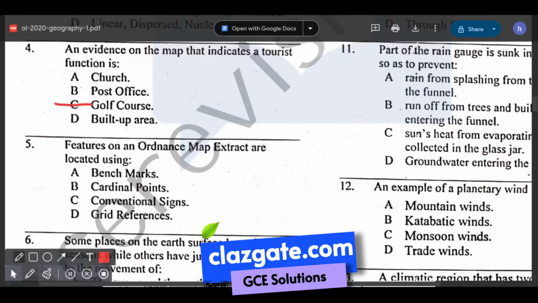Question number 5. Features on an ordnance map extract are located using, we have benchmarks, we have cardinal points, we have conventional signs, we have grid references. The answer is grid references, because grid references are the system of unique coordinates used to locate features on a map. Don't forget, ordnance survey maps use a grid reference system that divides the map into squares, and each square is identified by a letter or a number.